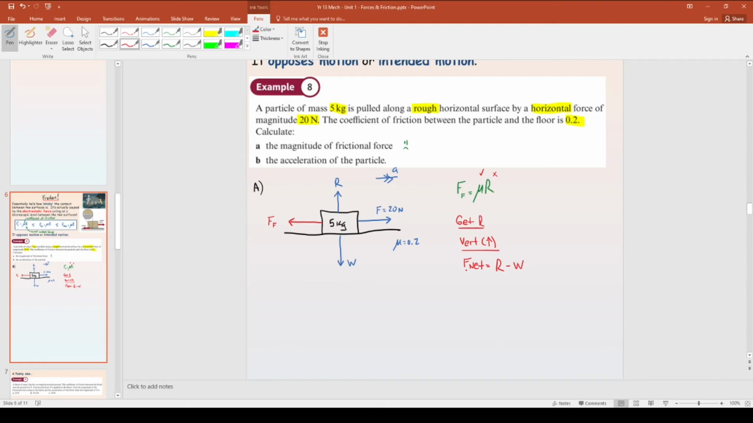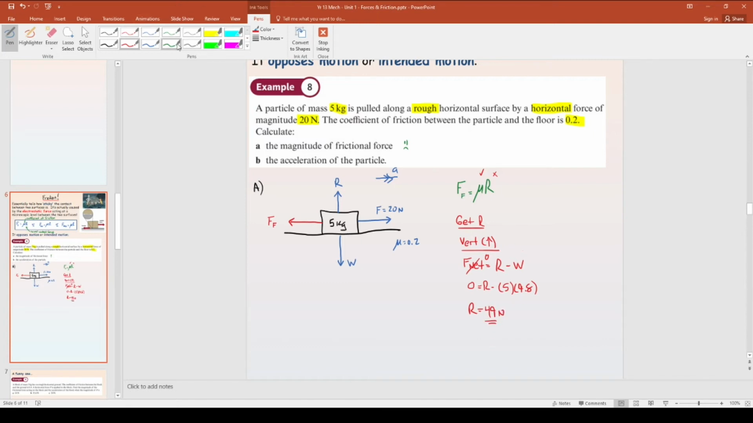Is it accelerating vertically? Will it leave the surface? Well, no. So F net is 0 because F net is ma, and a is 0. Which means that 0 equals R, take away W, which is mg, which is 5 times 9.8. Which means that R is 5 times 9.8, which is 49. So R is 49 newtons. Cool? Which is sweet. Now that's a normal way of doing it.